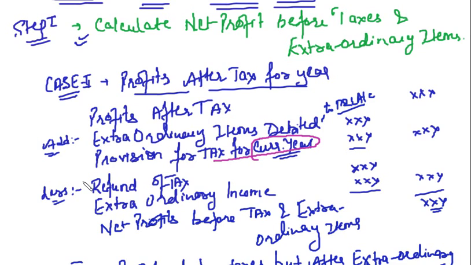What we will subtract is any refund of tax, because that is not an operating income for us. We will subtract any extraordinary income because that income is not earned from the routine operations of the business, right? Then the balancing figure we will get is net profits before taxes and extraordinary items, right?